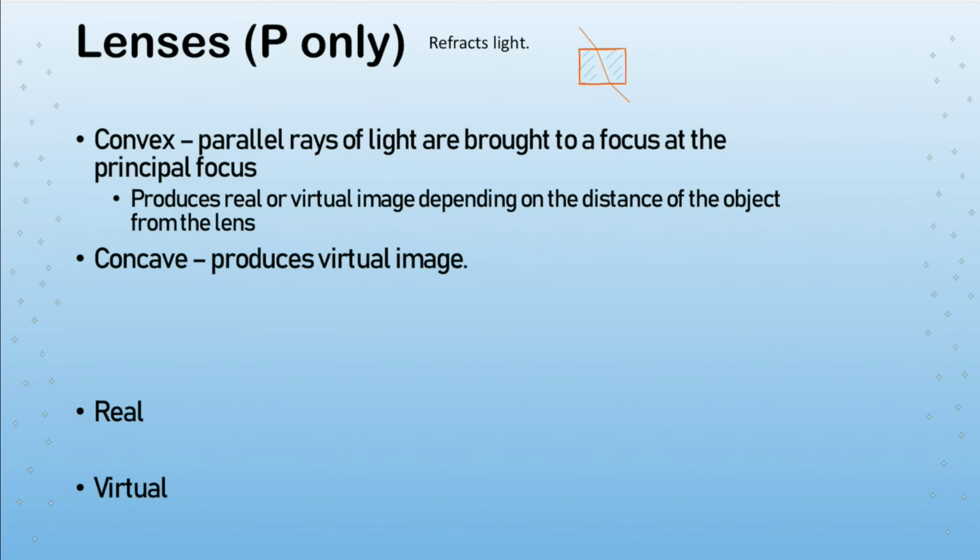So if you're studying the physics course, you need to know about lenses and how they behave. This is physics only, not for combined science. And we're going to just define some words first. So lenses basically refract light. They are about refracting light, changing their direction by altering their velocity as they enter a different medium.